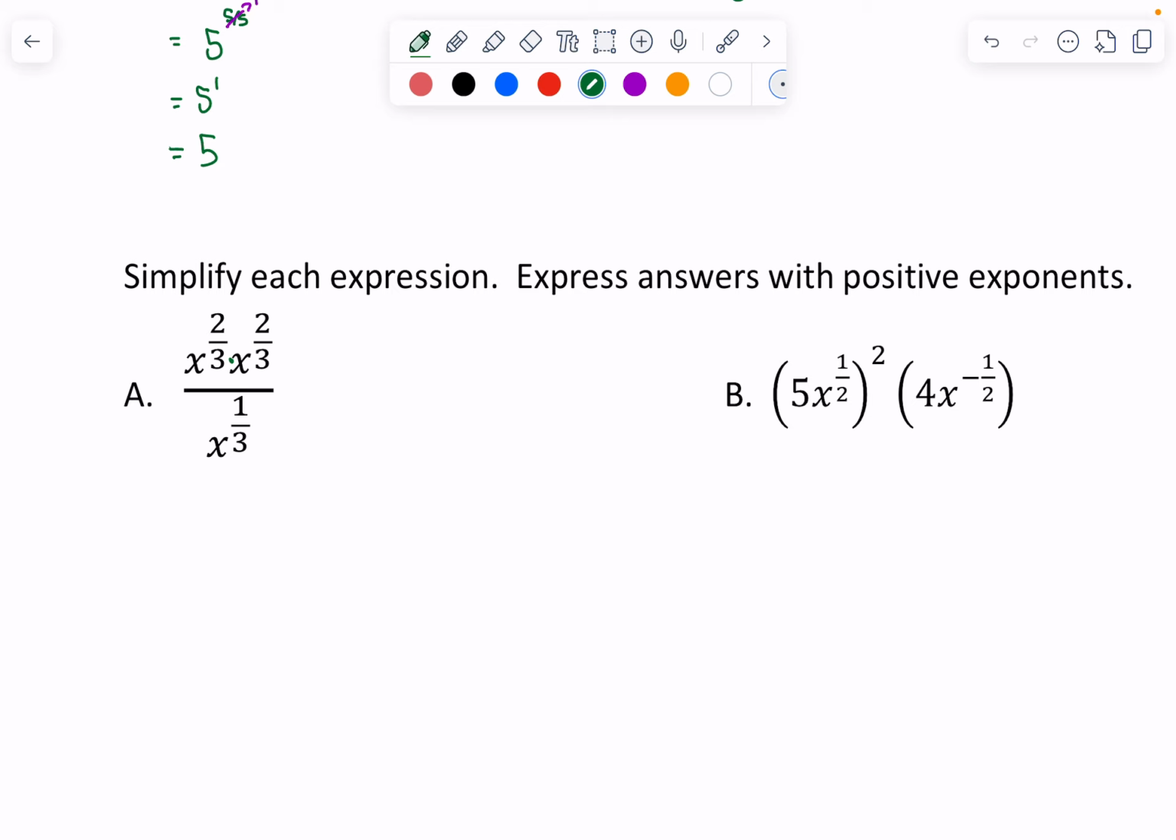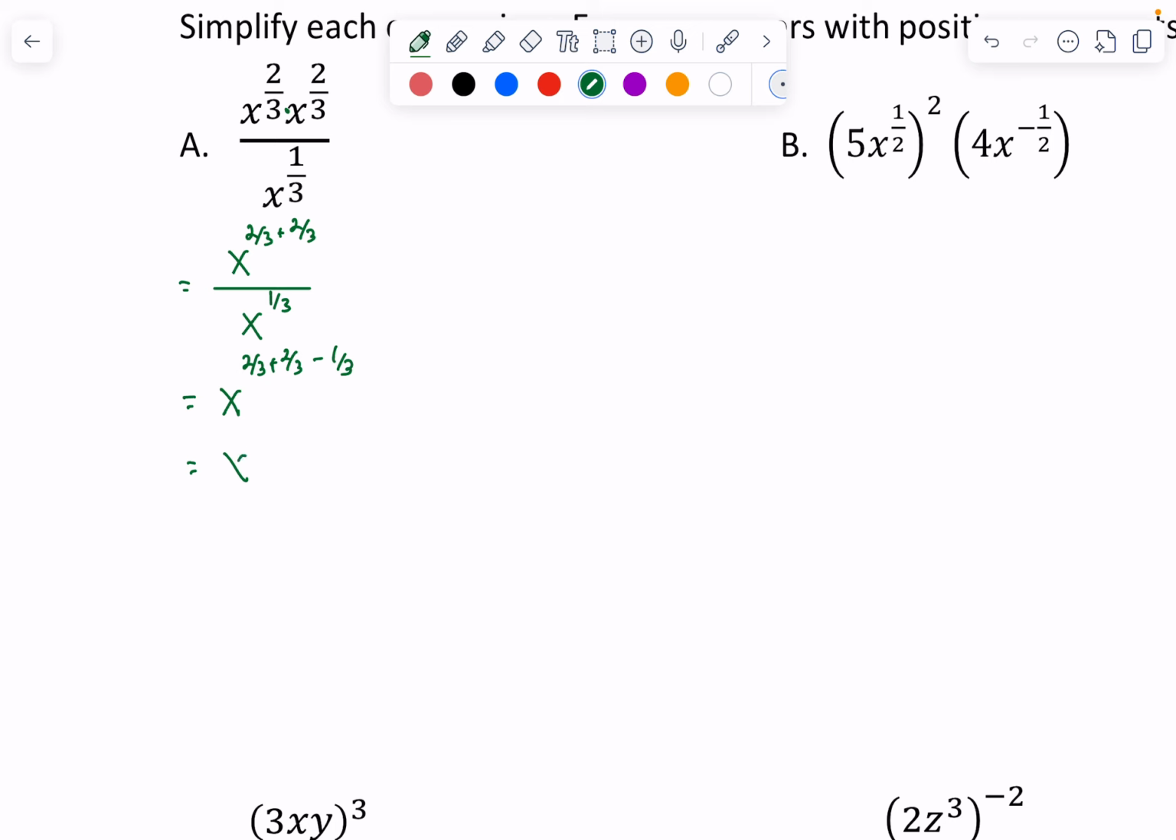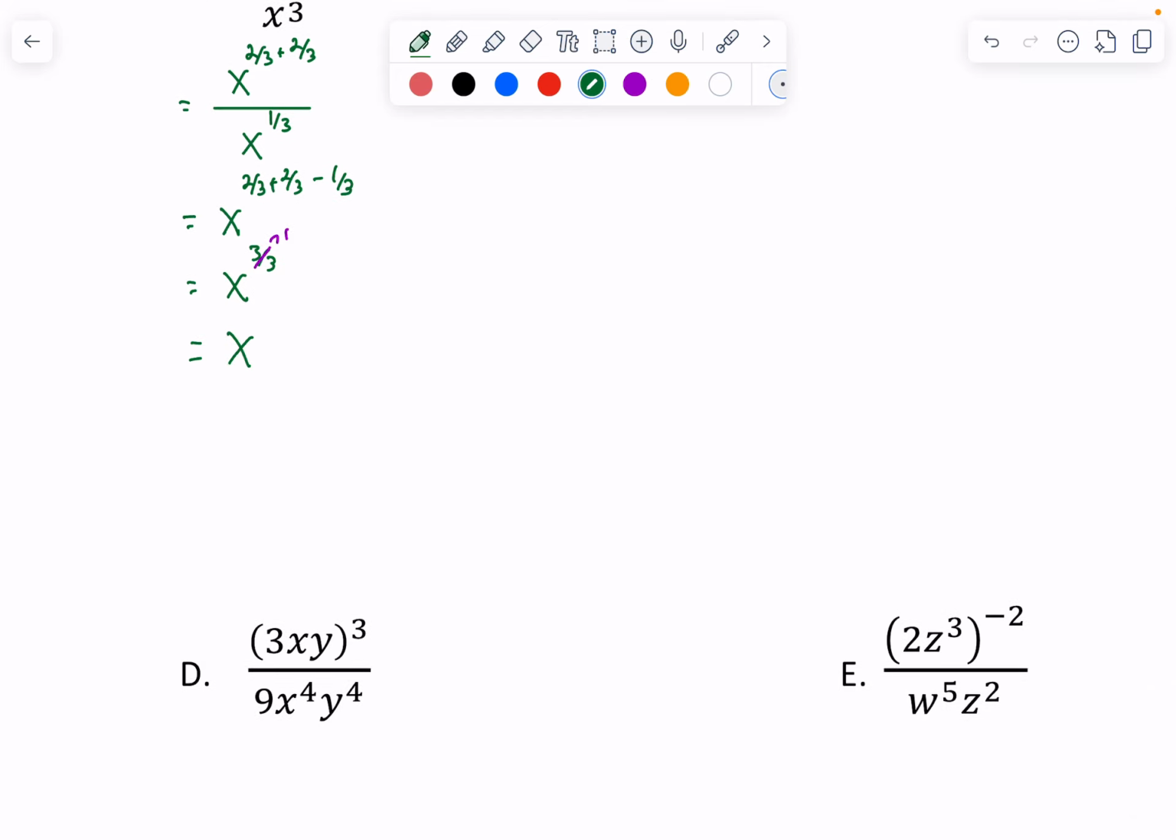So up top, we have x to the 2/3 added to each other. And then on the bottom, x to the 1/3. Well, this is also being subtracted. So we can do this all in one line, where you can write it as x to the 2/3 plus 2/3 minus 1/3. Well, 2/3 plus 2/3, that's 4/3. Take away a third, that would give you 3/3, which reduces to 1. So your final answer is just x again.